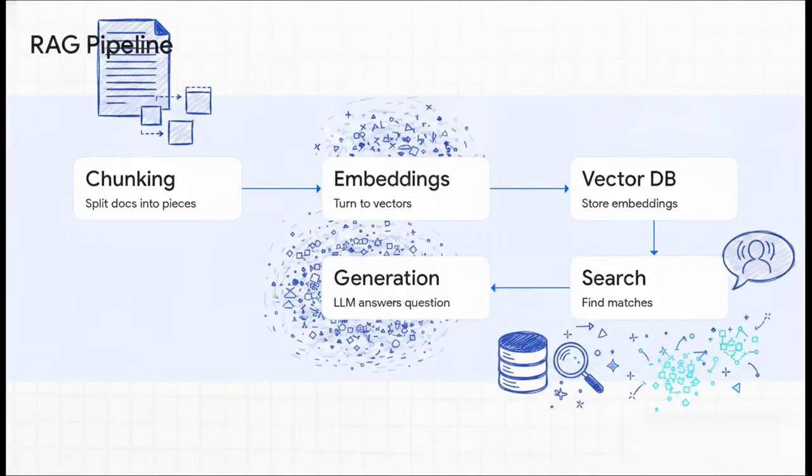Well, it happens in 5 steps. First, we take a massive document, say a 100-page PDF, and we break it down into much smaller pieces. We call this chunking. Then, we create embeddings for those chunks. Next, we store those embeddings in a specialized vector database. When a user finally asks a question, the system performs a similarity search to find the best matching chunks. And finally, those chunks are sent over to the LLM for generation.